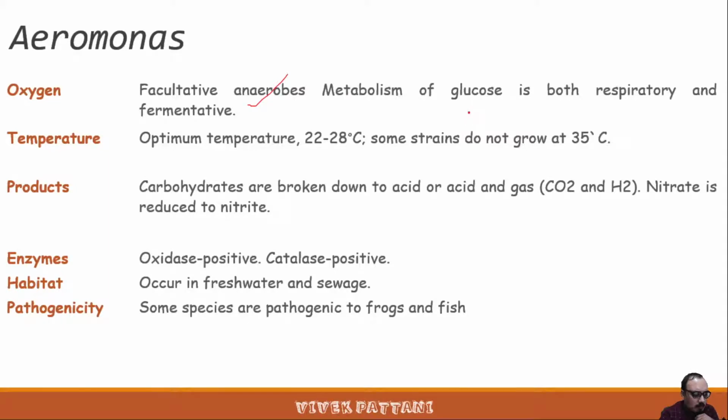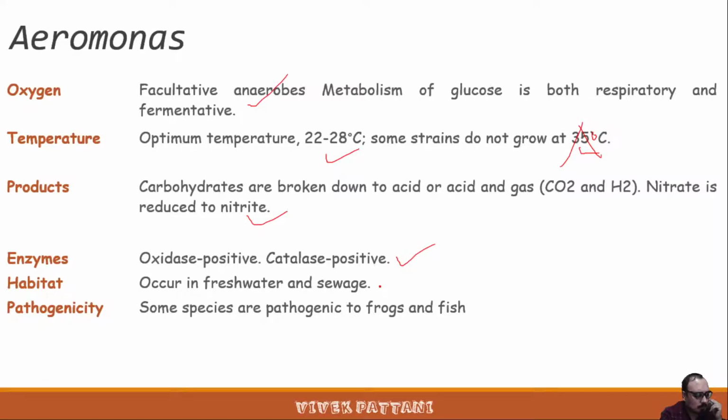Their optimum temperature is around 22 to 28 degrees Celsius, but they are not able to grow at 35 degrees Celsius. Carbohydrates can be broken down into acid or gas, and they also convert nitrate into nitrite. In terms of enzymes, they are oxidase positive as well as catalase positive.